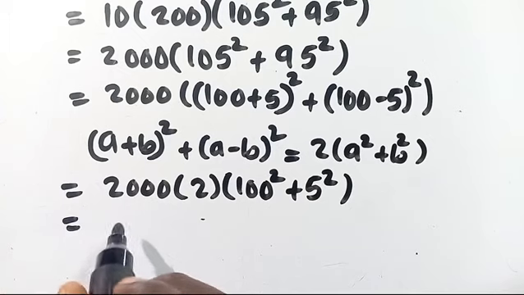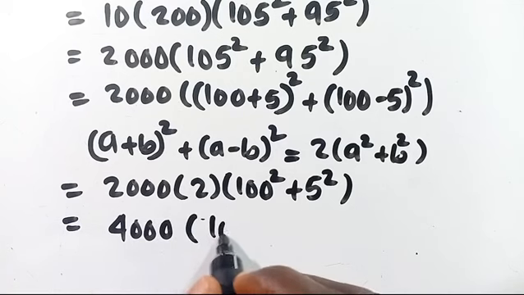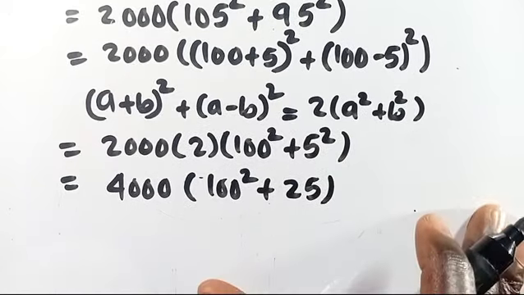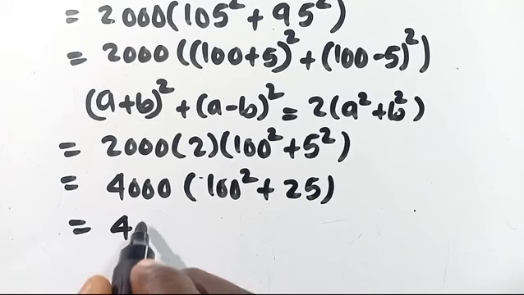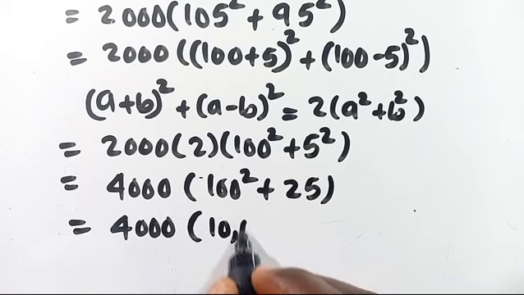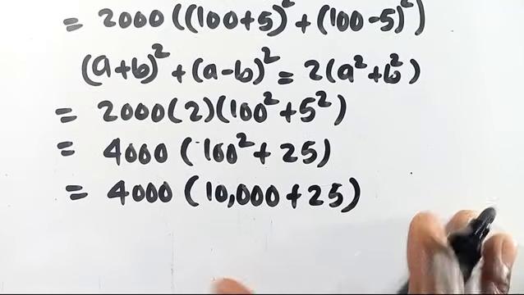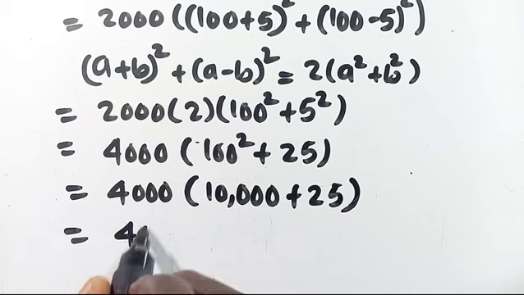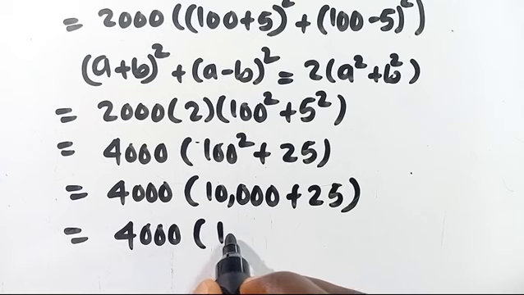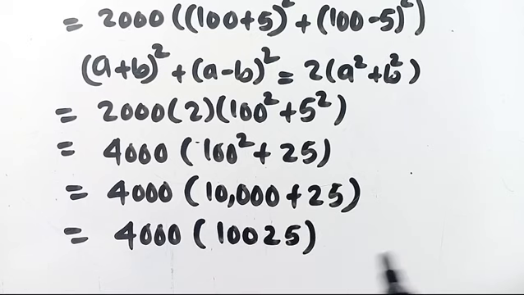Now this will be 4000 multiplied by 100 squared plus 25. Now we have 4000. 100 squared will be 10,000 plus 25. So from here we have 4000 multiplied by 10,000 plus 25, which is 10025.